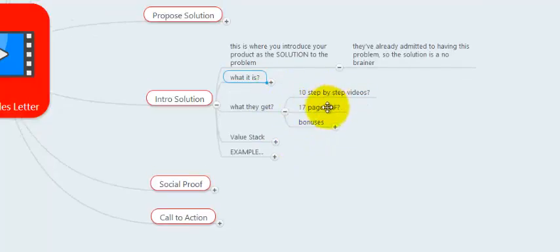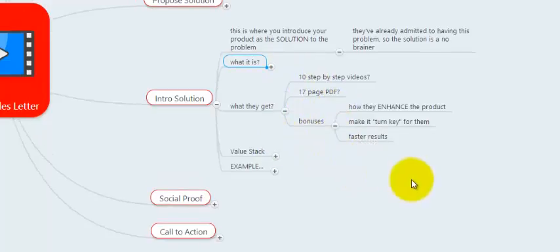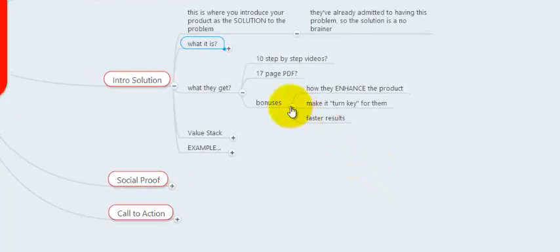Like I just said, be specific about what they get. Is it 10 step-by-step videos? Is it a 17-page PDF? What exactly are they getting? And then to add even more value, you want to talk about some bonuses. You always want to include bonuses where you can. And your bonuses should always enhance the product.